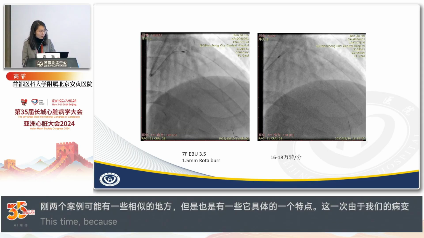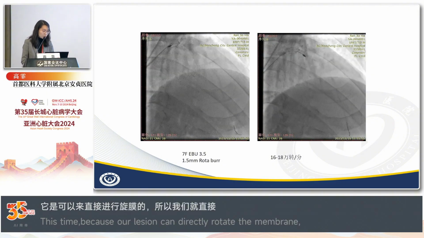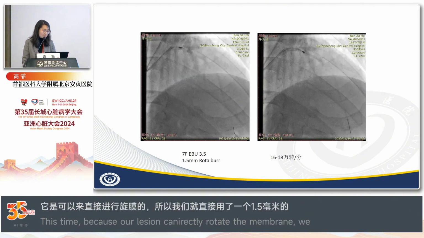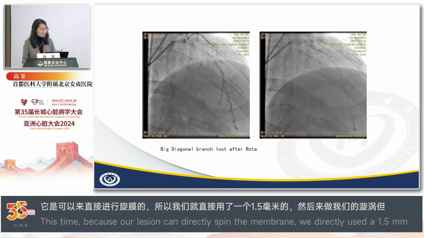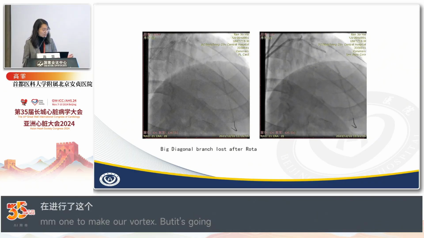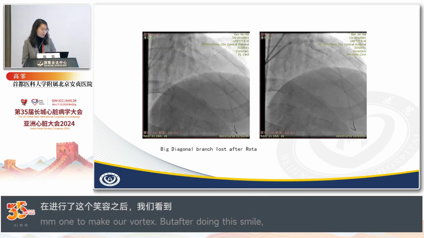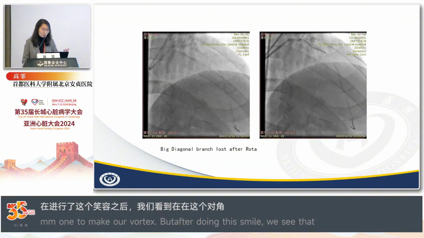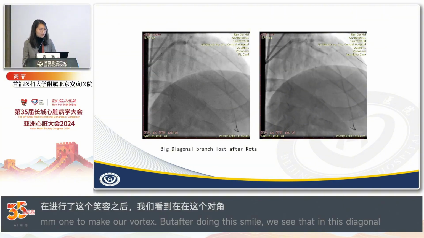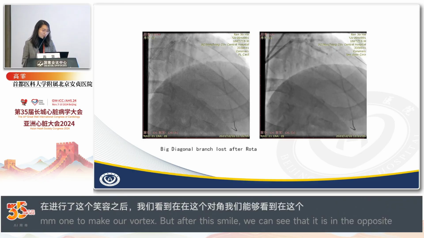We use a 1.5 millimeter rota to perform the rotablation. But after the rotablation, we can see the first diagonal branch was missed, the blood flow was compromised, so the patient had severe chest pain during the procedure. So we had to quickly wire and find the first diagonal branch and pre-dilate with a small balloon.